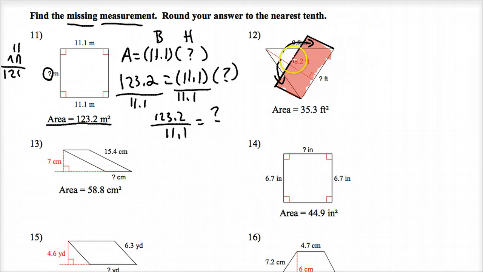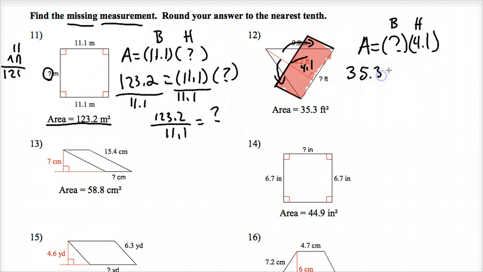All right, so what would we have then? This 8.2 would really turn into 4.1 because we're splitting it in half. So 4.1 is the height of that box, but the base we don't know. We know the area equals the base times the height, and we know the height is 4.1. The base we don't know, but we do know the area. They gave us the answer: 35.3 equals 4.1 times something.